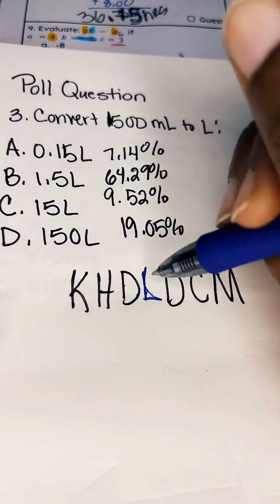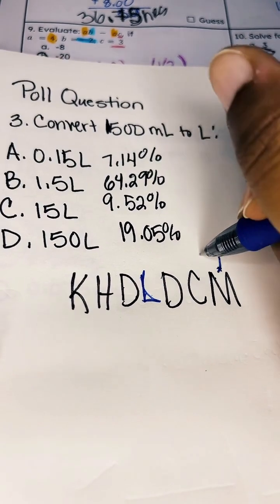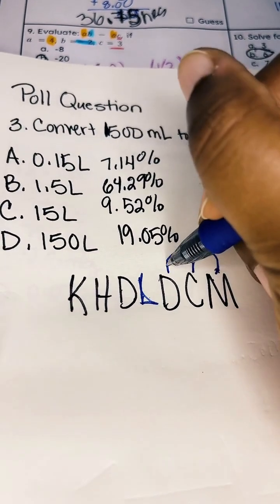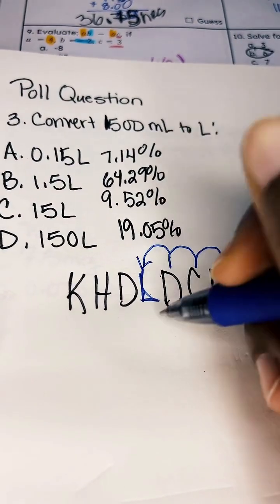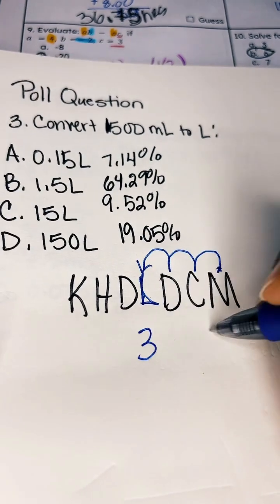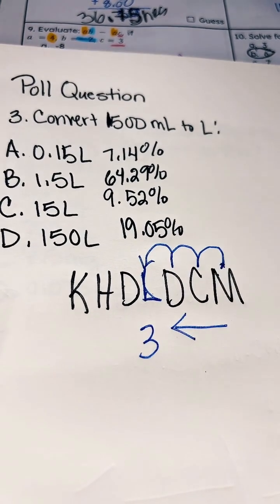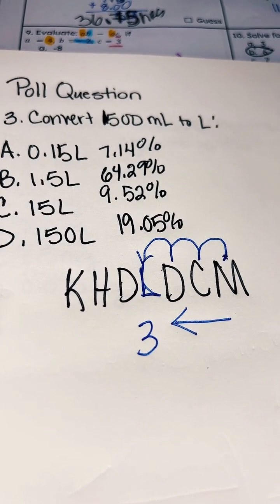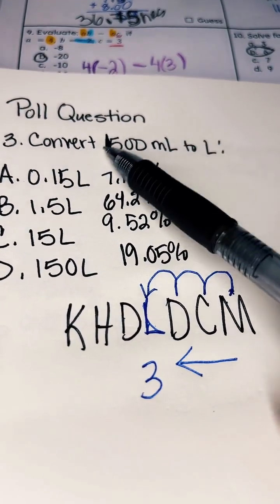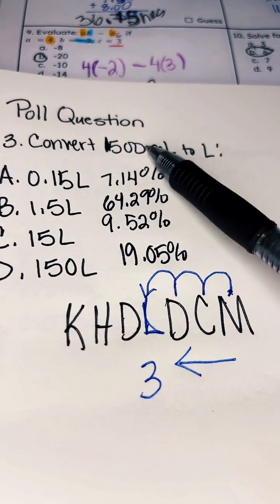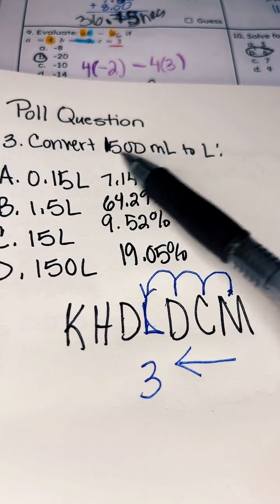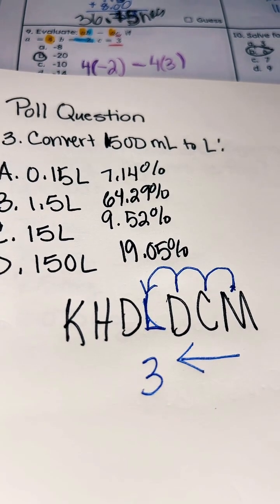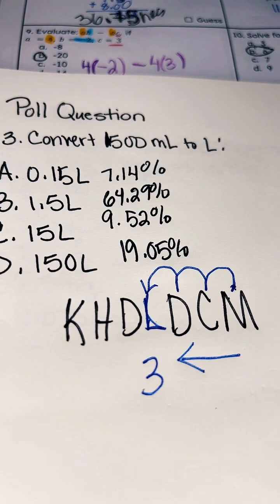And then I'm trying to get to liters. So I'm going to count. 1, 2, 3. Well, I'm going 3 to the left. All right, so what's that mean? Well, where's my decimal place on this number? Put it in the chat. Where's my decimal place on this number? I see B. Rose said B.